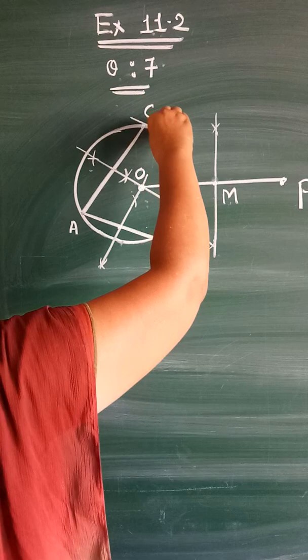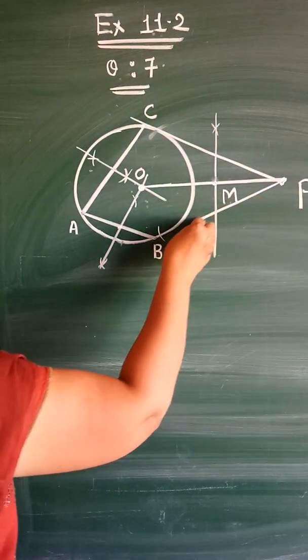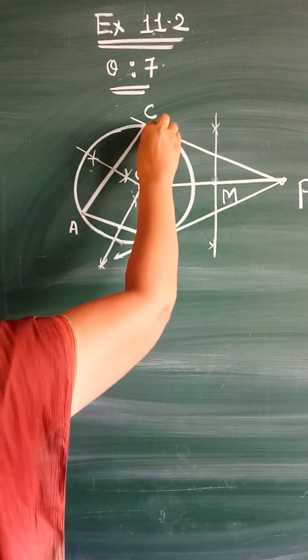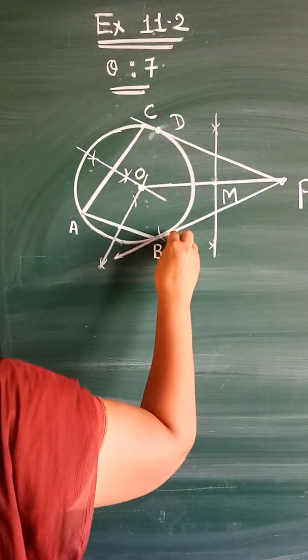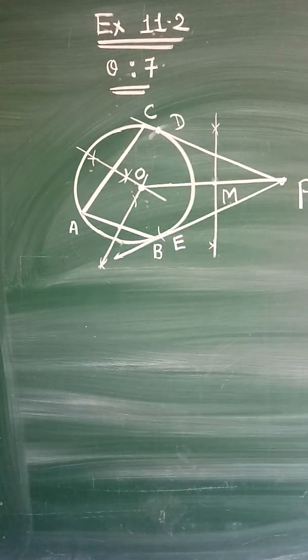So this is the required tangent from P to the circle. Let us write this name, suppose D, and here this point is your E point. So this is your construction of question 7, exercise 11.2.